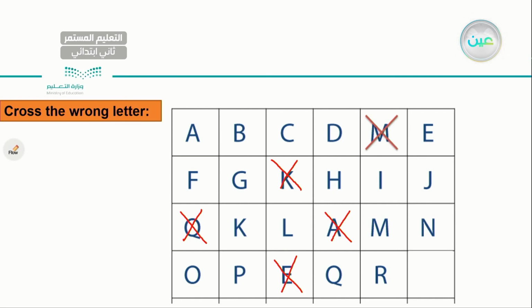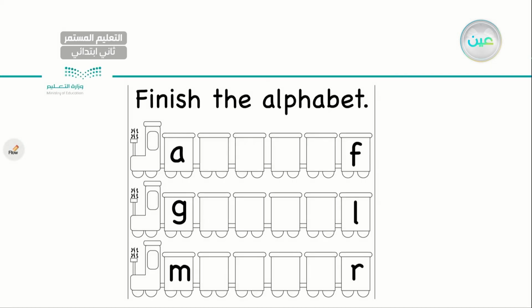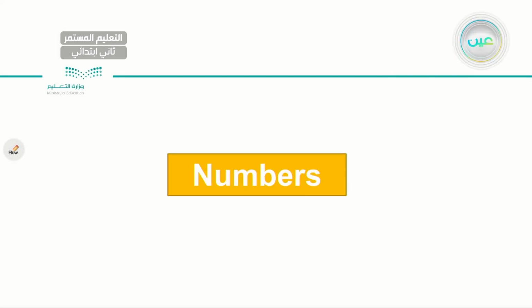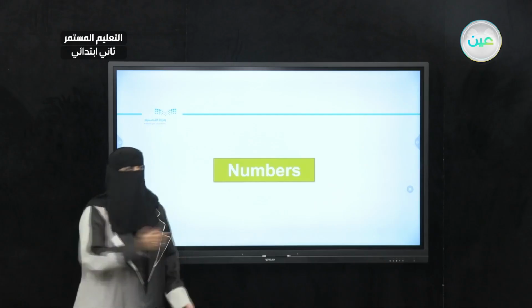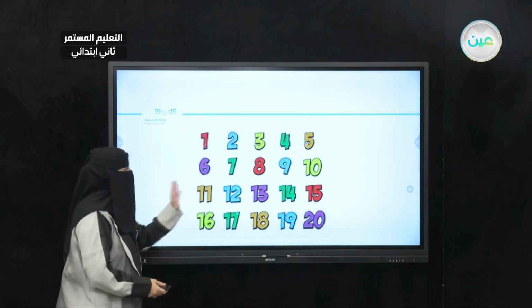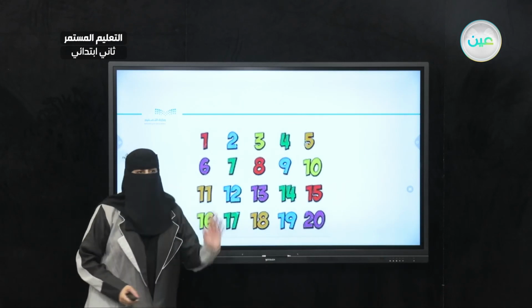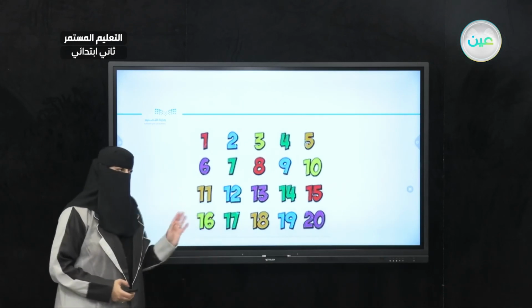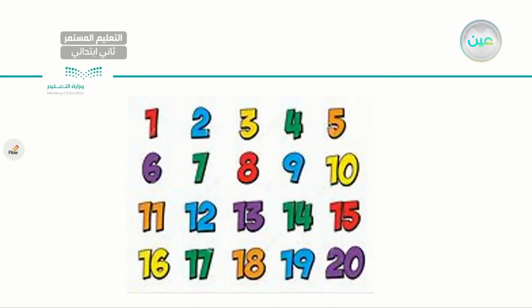Very good, my dear students. You did an amazing job. Let's go to the next slide. For this one, I will introduce numbers. What do we mean by numbers? We try to cover them. These are the numbers from number 1 till number 20, right? Okay, let's read the numbers first, and then I will add more numbers to you.